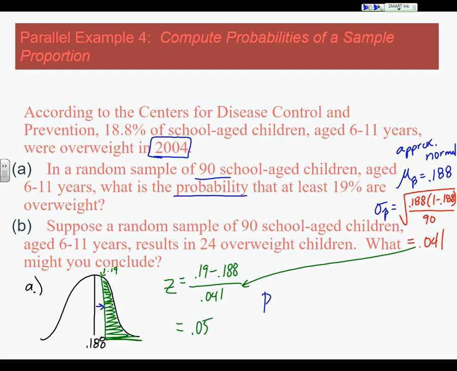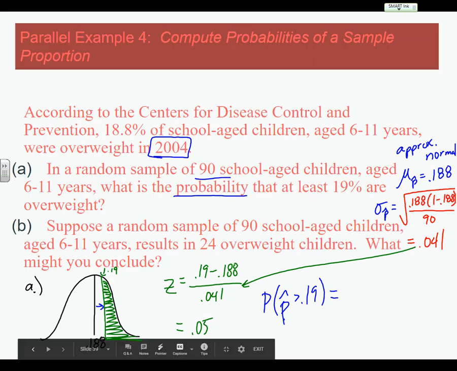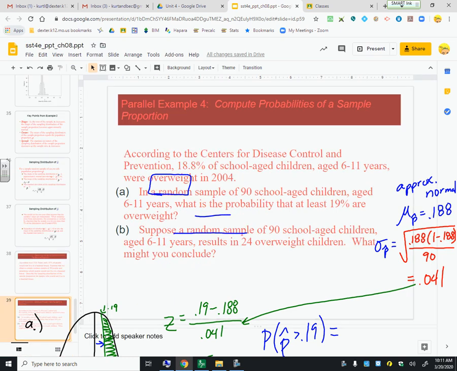So to answer the question, I'm wanting the probability that my p hat, the proportion, would be at least 19%. At least 19% would be p hat being bigger than 0.19. And so to get that, I've got to pull out my z table. All right, let's see if I can get out of this. I can go to the next slide. Hey, I'm almost done. That's good news.